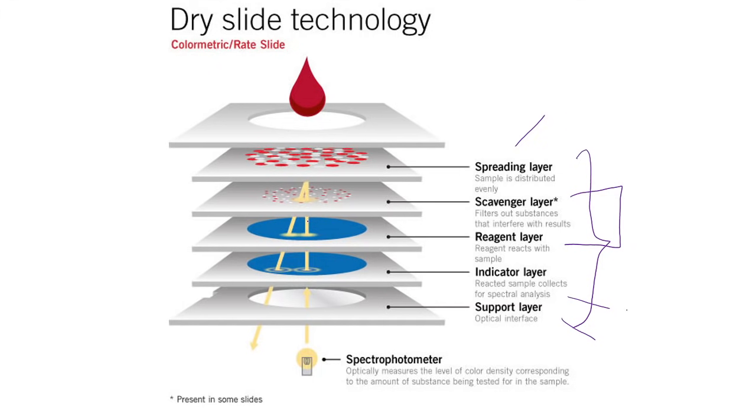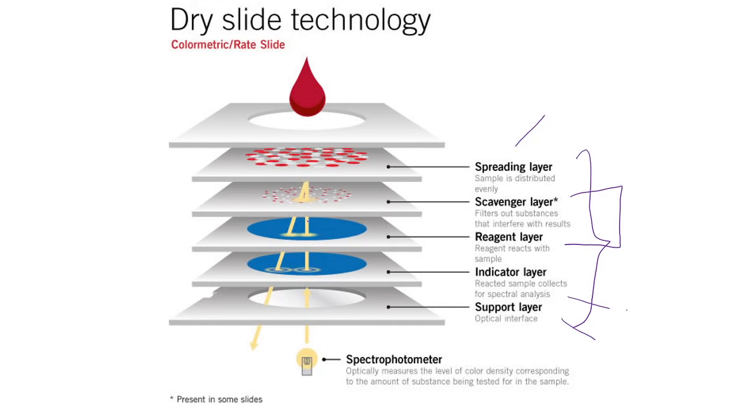Now, the meaning of each of these layers or unsa ilang purpose is actually already written here in this image. For your spreading layer, this is where your sample is being distributed evenly. For your scavenger layer, this filters out substances that interfere with your results. Then for your reagent layer, from the name itself, reagent, so that is where your reagent will react with your sample, that is where your reagent is placed. Then you have your indicator layer, reacted sample collects for spectral analysis. So dinhi na siya. And then support layer is for your optical interference.